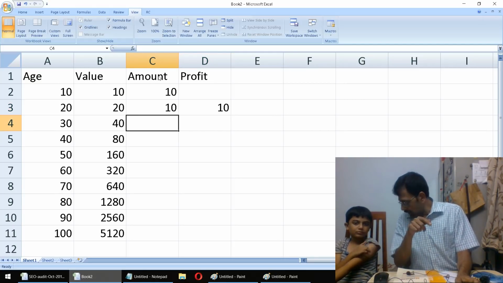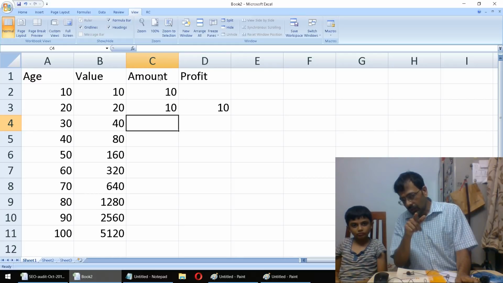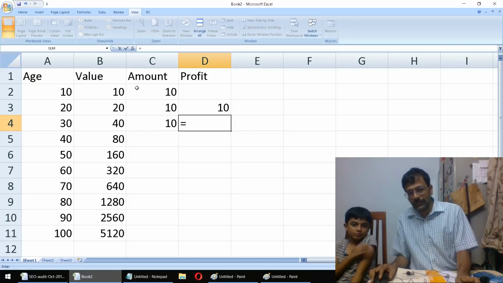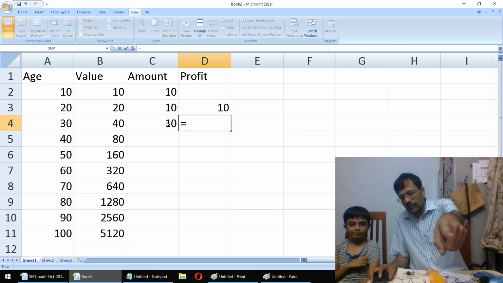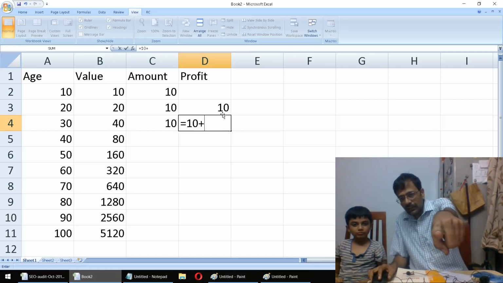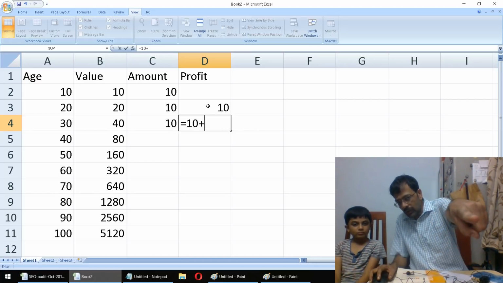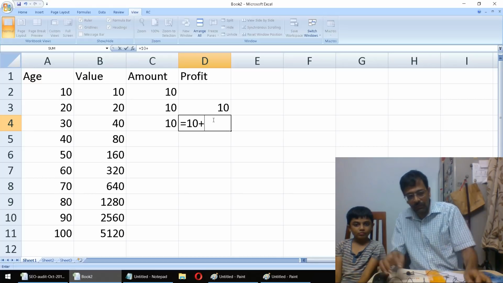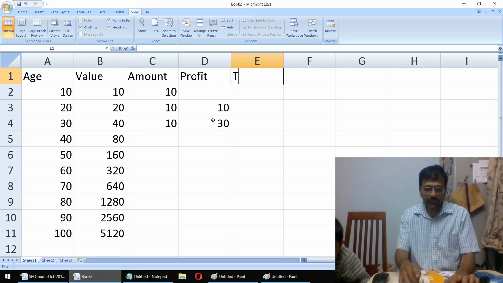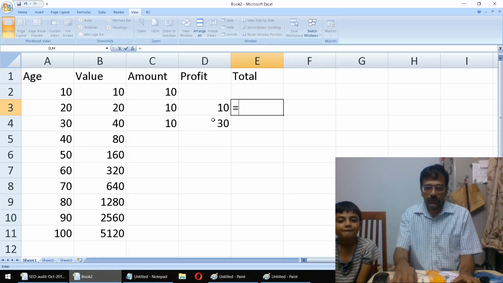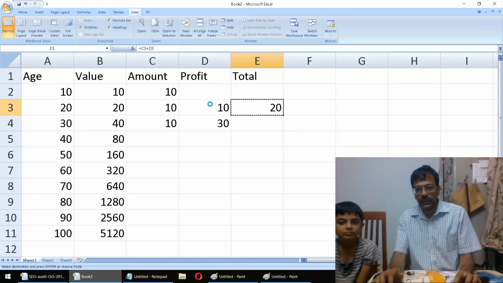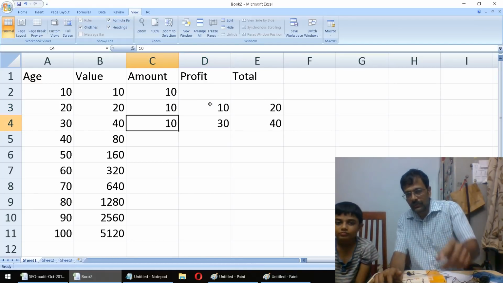And at the age of 30, this 10 will still remain the same. But look what happens. This 10 will give you a profit of 10, plus the profit that you got at age 20 will double, and that 10 will become 20. So 10 plus 20 is 30. Got it? So now let's have the total. So let's add the amount plus profit total, that's 20, and then this 30 plus 10 becomes 40.